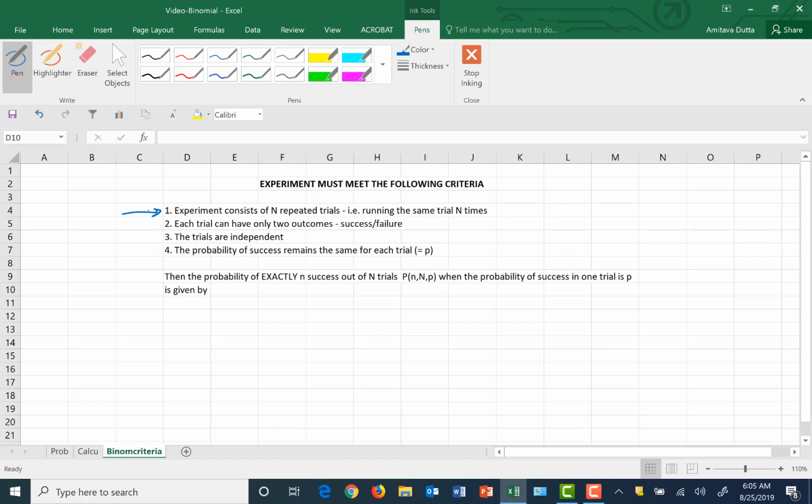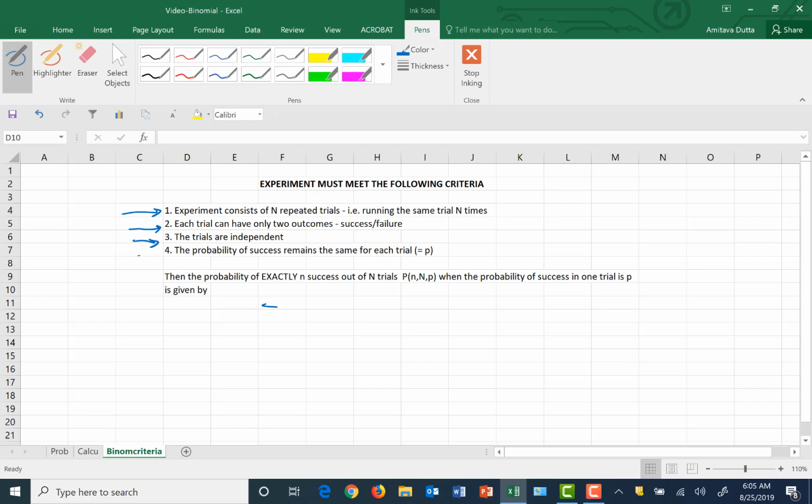That's one. Then each trial, if you think of each student, what are we asking for each student? Did they stay or did they withdraw? So each trial can have only two outcomes, success or failure. The third is trials are independent, and what this means in our context is that one student withdrawing has no impact on the next student staying or withdrawing. So the outcomes are independent. This is very important.